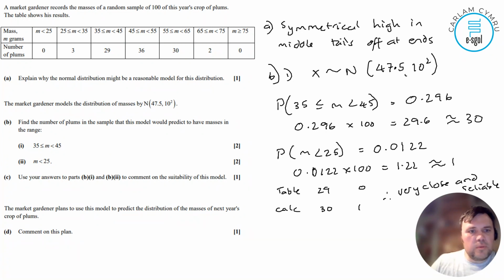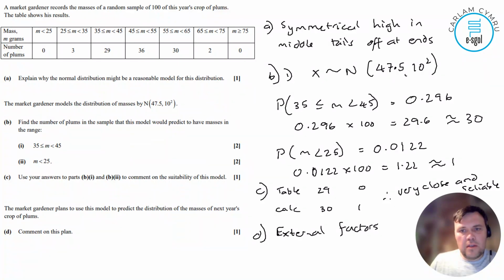Then the last one, the market gardener plans to use this model to predict the distribution of masses of next year's crop of plums. Comment on this plan. So if I put this here for part C, and then part D, external factors may affect crop, e.g. weather.